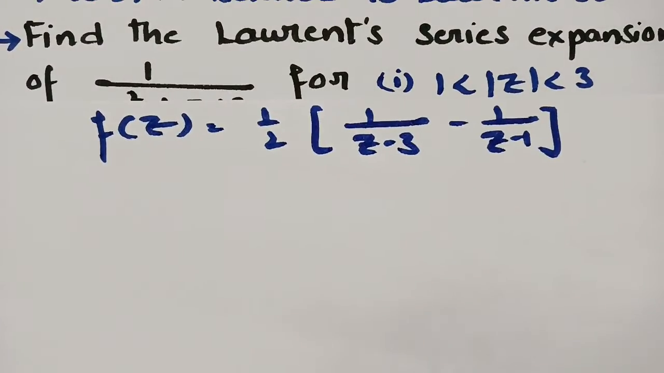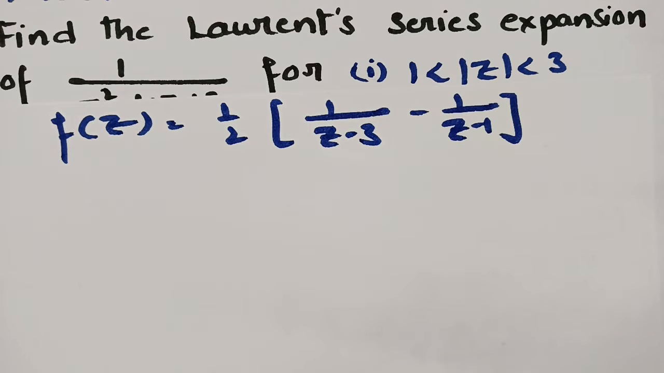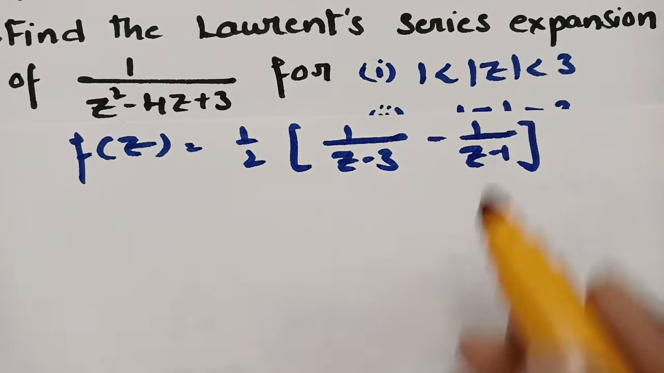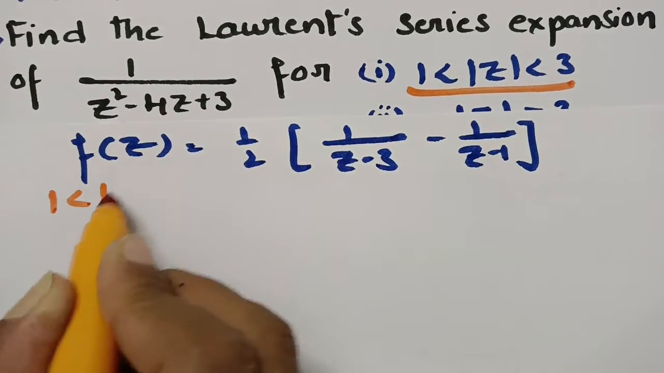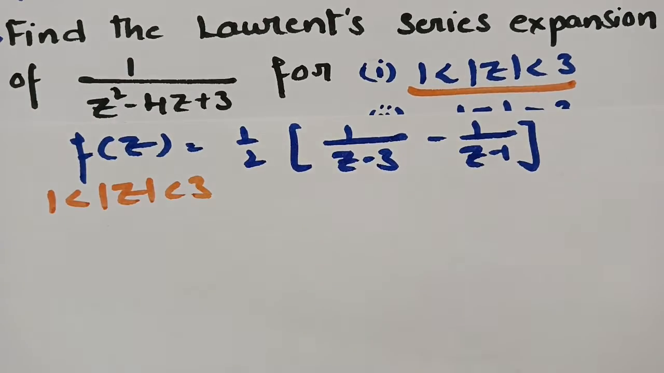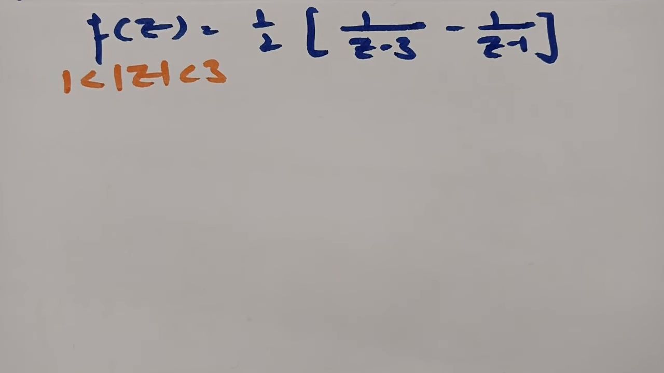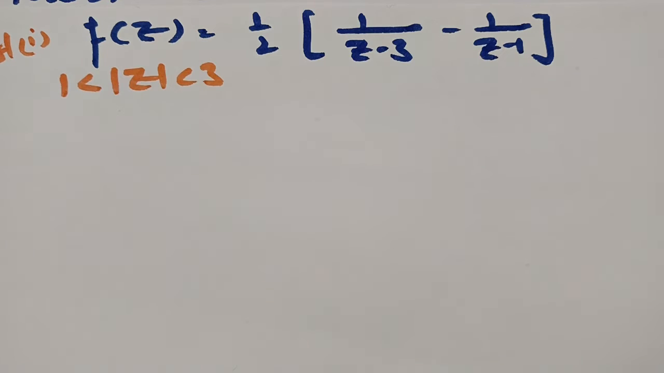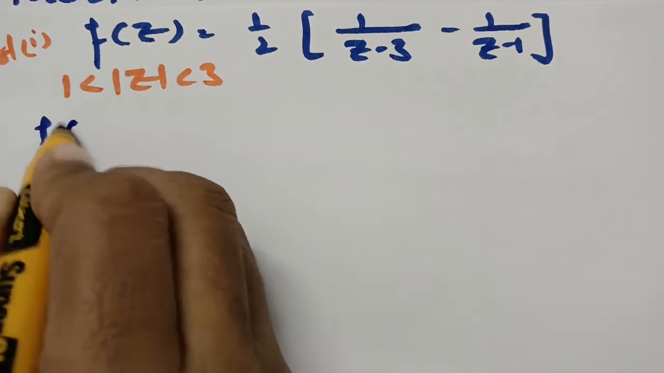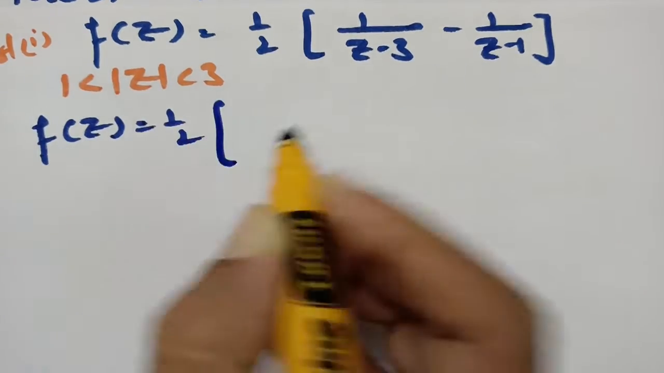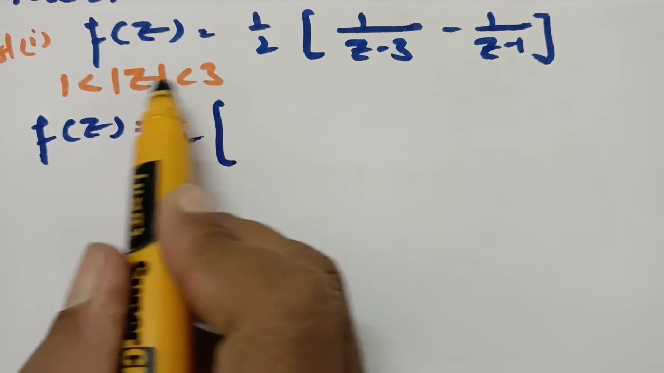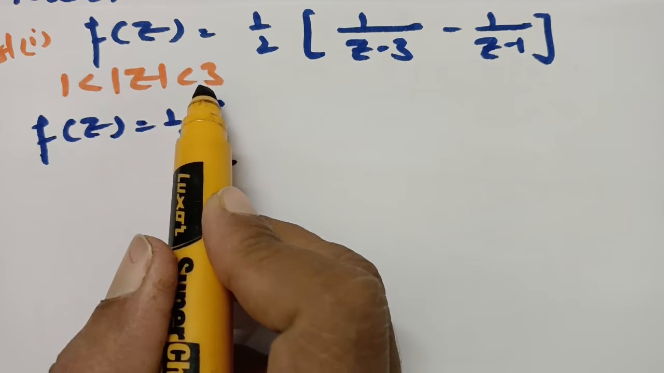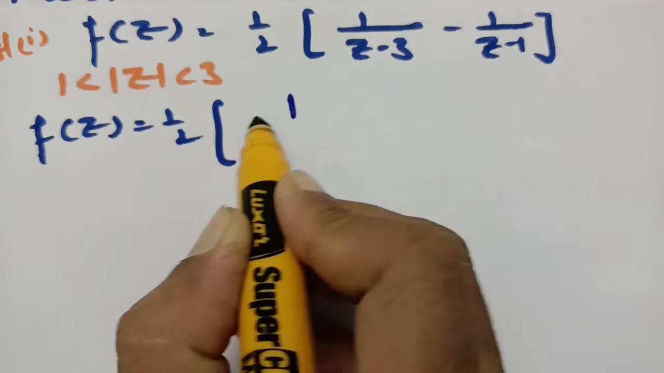Clear? And therefore our first region is given as 1 less than mod z less than 3. See here, what is the region given? This is 1 less than mod z less than 3. So this will be solution 1. For this f of z, f of z is equal to half times of, so this is z and this is 3. So which one is bigger? 3 is bigger. So among z and 3, I am going to take 3 common.